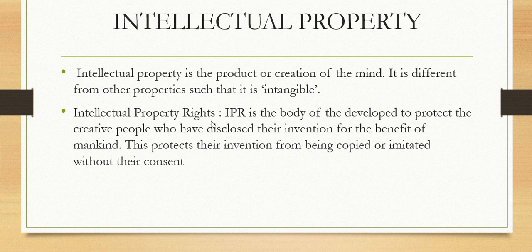So intellectual property rights, IPR, is a body of law developed to protect the creative people who have disclosed their invention for the benefit of mankind. So this protects their invention from being copied or imitated without their consent. So nobody should copy their invention. Some examples of intellectual property include artistic, musical, film, and literary works, which is basically the creation of symbols, designs, phrases, inventions and processes with the help of the creation of the mind.